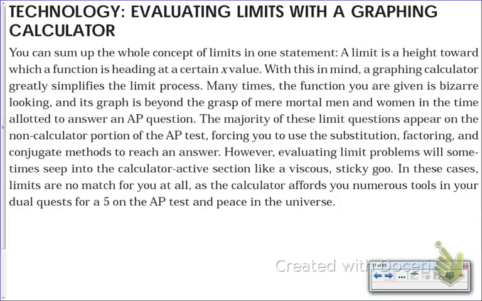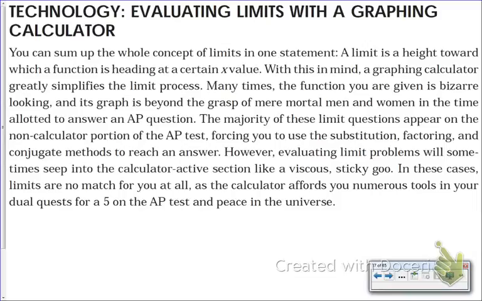So you can evaluate a limit with a calculator. Pretty much a limit is a height or a y value toward which a function is heading at a certain x value. For example, the limit as x goes to 2 equals 4. 4 is the y value, 2 is the x value. Using that image in your mind with a graphing calculator will help you simplify the process of finding what the limits are.